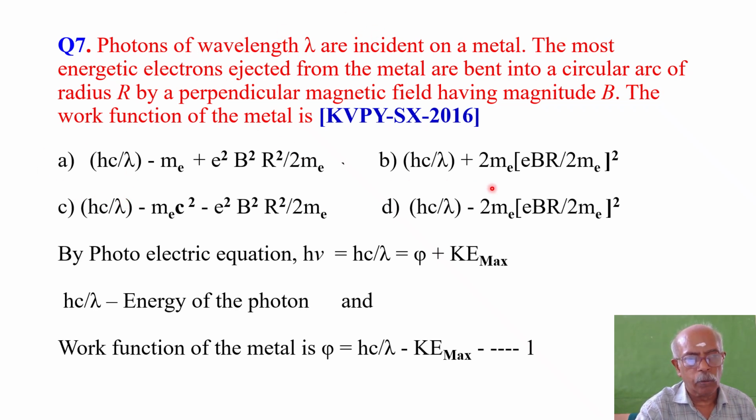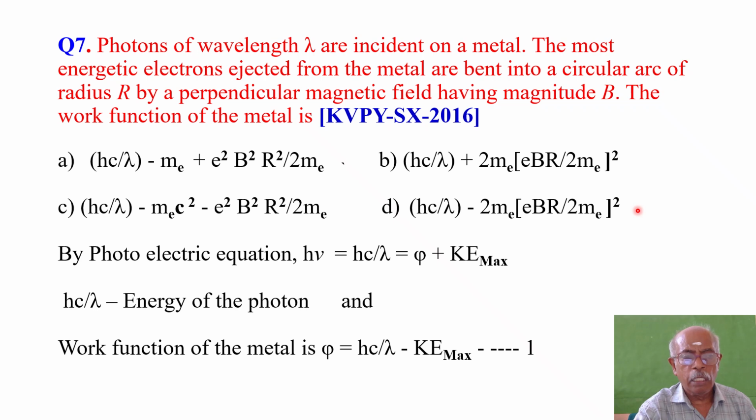Similarly, option 2 is hc by lambda plus (2 me into eBR divided by 2 me) the whole square. The significance of the symbols I have already explained. Option C is hc by lambda minus me c square minus c square B square R square by 2. And option D is hc by lambda minus (2 me into eBR divided by 2 me) the whole square. Which is the right answer? The options are very lengthy, and the question is also somewhat lengthy.